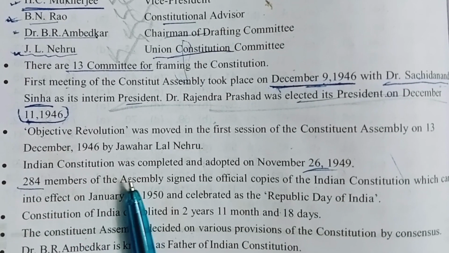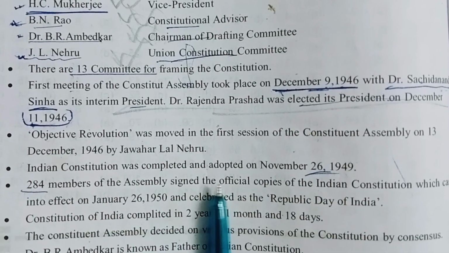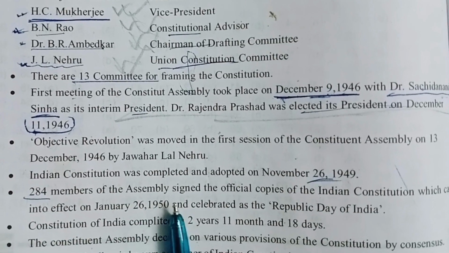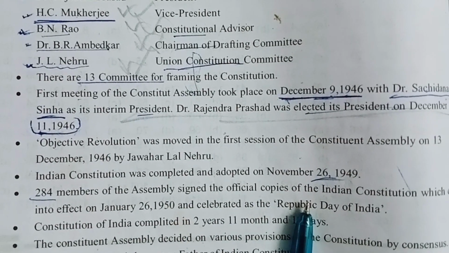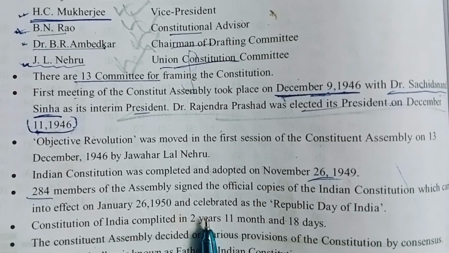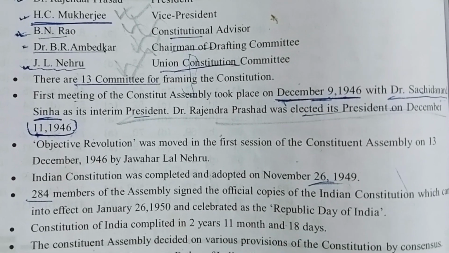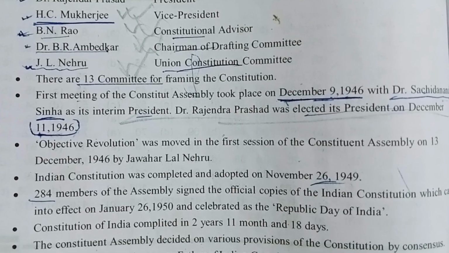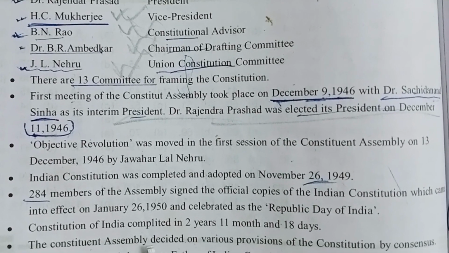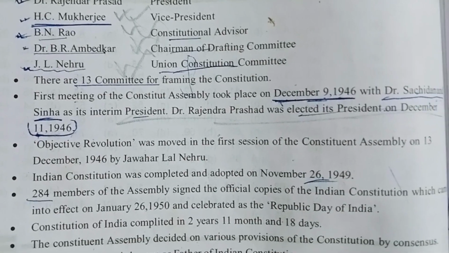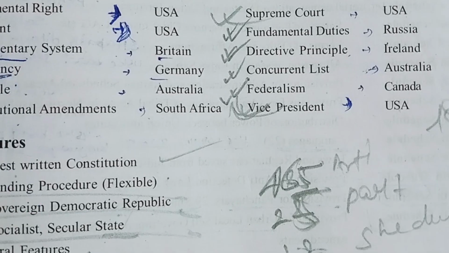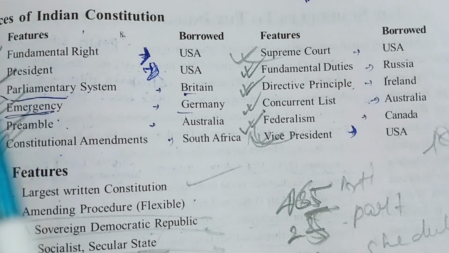284 members of the Assembly signed the official copies of the Indian Constitution. टोटल 284 मेंबर्स ने उस टाइम पे इंडियन कॉन्स्टिट्यूशन को साइन किया था. The Constitution of India was completed in 2 years, 11 months and 18 days. This is an important topic. You can remember it: 2 years, 11 months and 18 days में हमारा constitution complete हुआ. The Constituent Assembly decided on various provisions of the constitution.